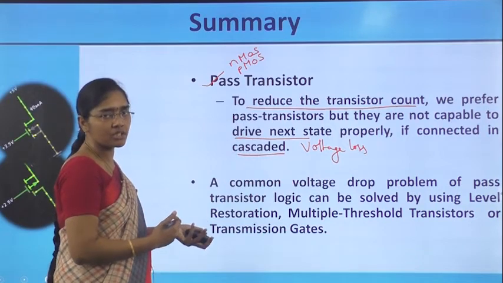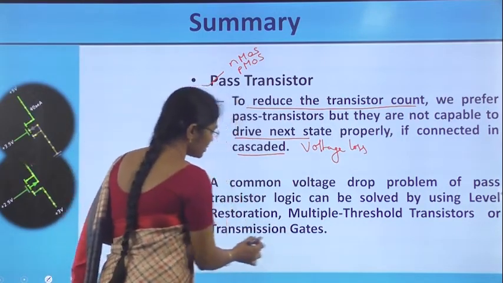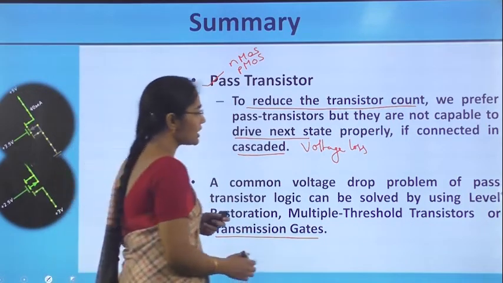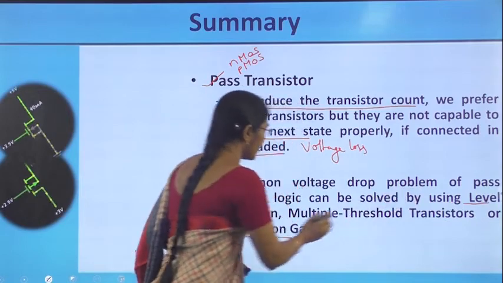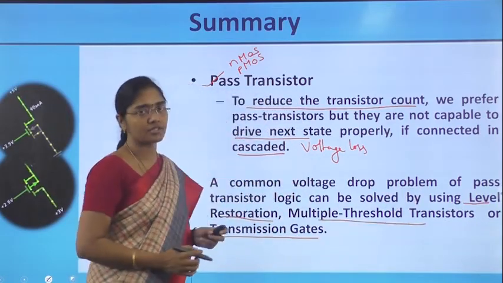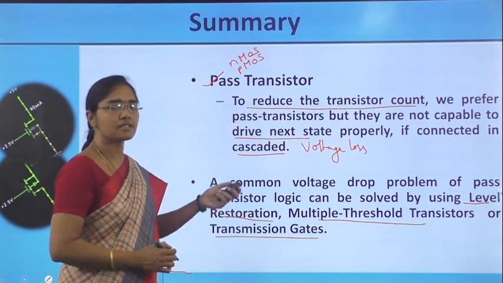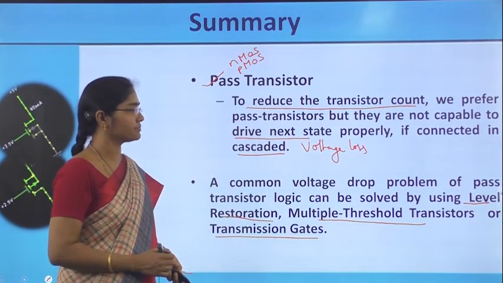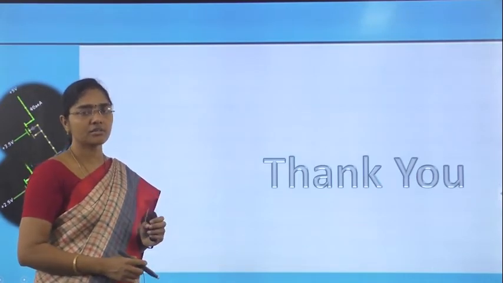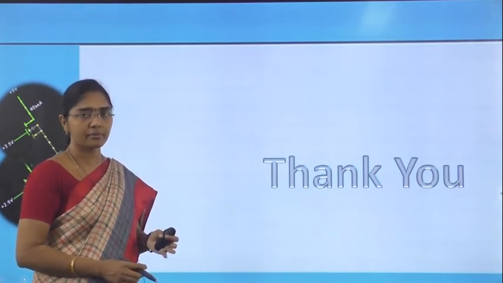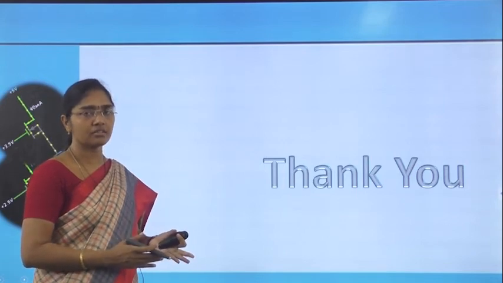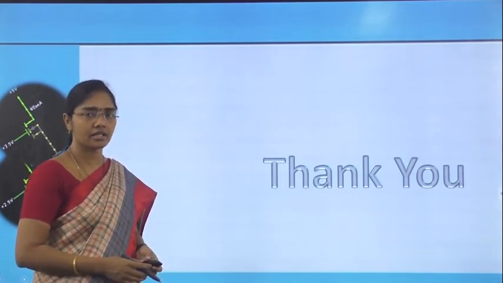Therefore, the remedy for that is using transmission gates, and there are other remedies which we have not discussed here. Those are using level restoration techniques and multiple threshold transistors. We will see all these in the next levels. I hope you understood the pass transistor concept, the use of pass transistors as an example, and the output voltages of pass transistor networks when they are connected in cascade.